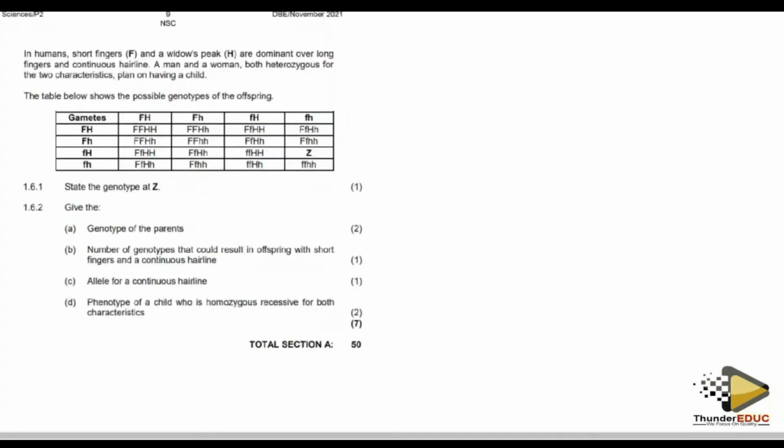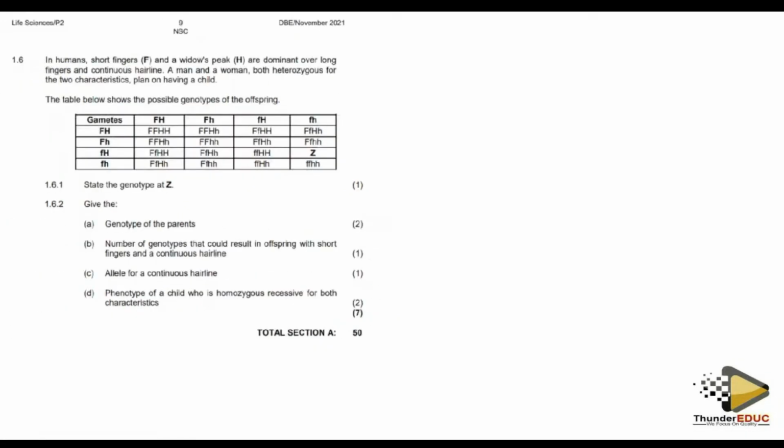Okay, now the question is saying state Z. So basically, I'm just going to draw a line. You write what's there, and also what's on this line. So I'm going to say small f, and then capital H, small h. Why didn't I start with the capital H? Because these are two different alleles. One allele does not interfere with the existence of another allele because these are different genes.